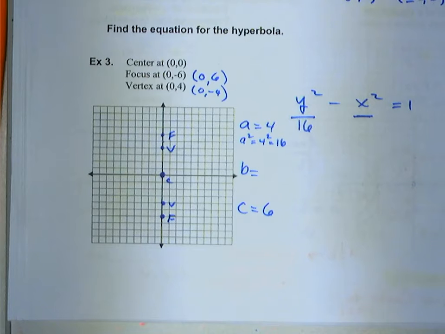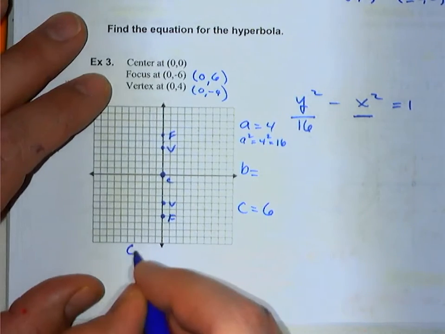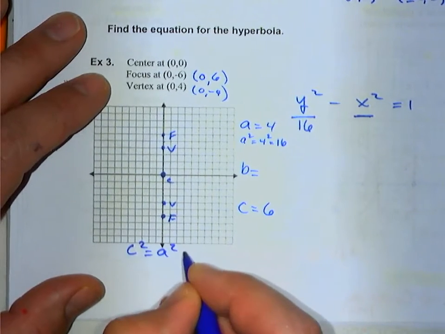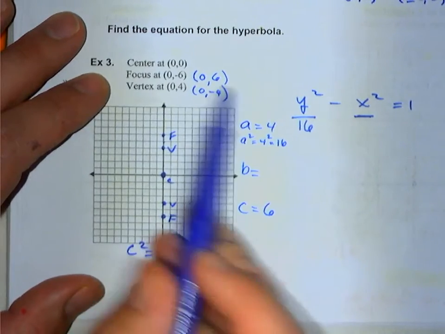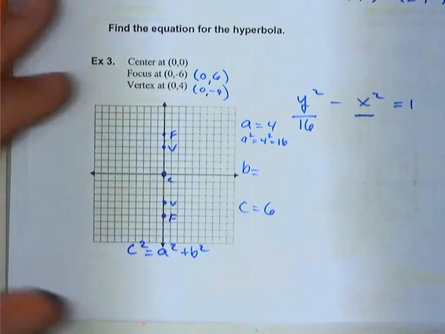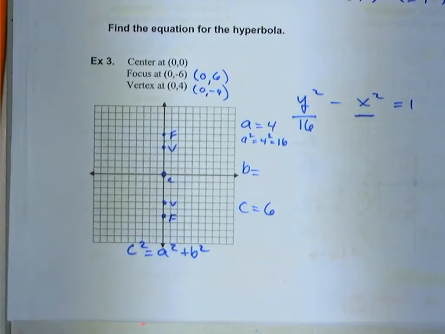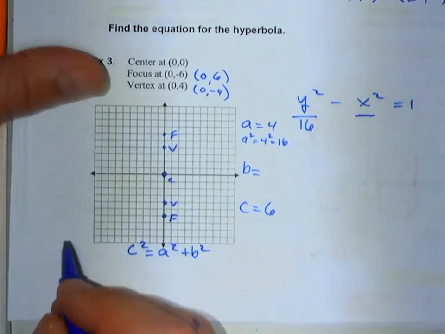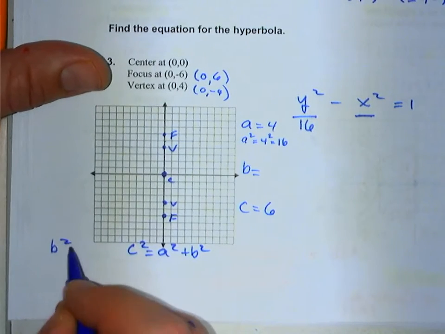I use my little p-tags, right? c squared equals a squared plus b squared. Again, if this is a minus and this is a plus, that's for a hyperbola. And sometimes people will show you, hey, if you want b squared, you can do this.